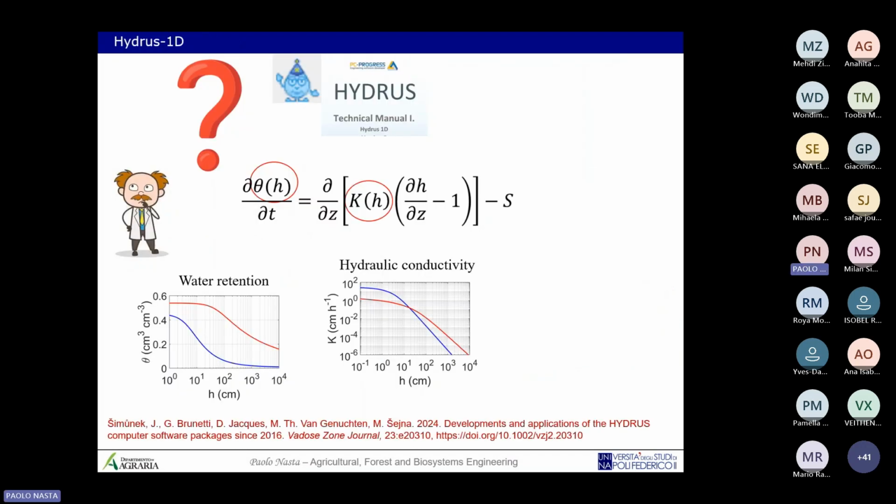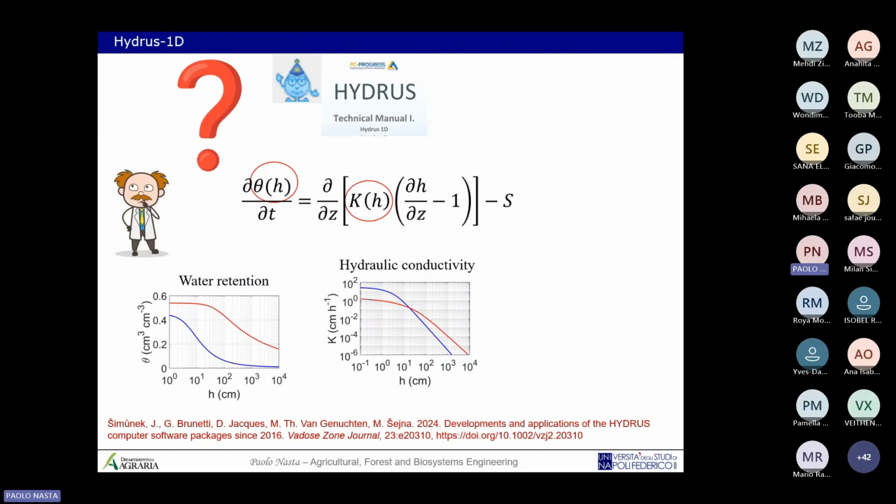So here is a quick overview of the model that we are going to use. So this is Hydrus 1D, and in the previous two webinars, Nunzio talked about the importance of the Richards equation and the hydraulic properties, and now we are going to understand why. So I just refer to the most recent publications by Jirka Simunek, who is the father of Hydrus 1D.